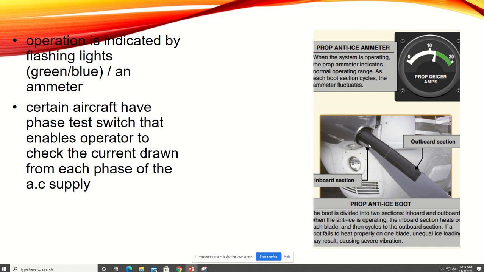Okay, this is the inboard section again. Close to the root area is inboard. Further away is outboard. So don't get confused, inboard and outboard. Don't disturb, answer later, okay. Inboard and outboard section.